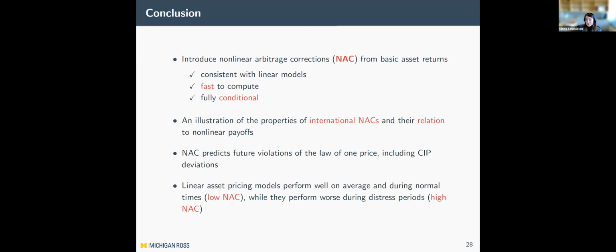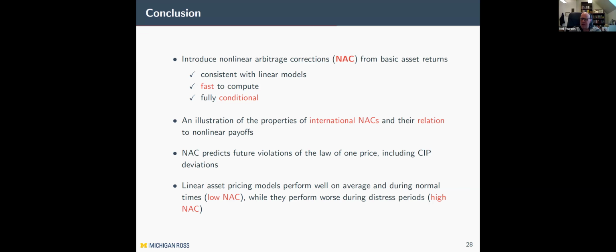And also with this nonlinear arbitrage correction, we are able to explain things like low risk anomalies, right? The fact that low beta stocks have higher returns, and high beta stocks have low future returns. We show that with this nonlinear arbitrage correction, you can explain these low risk anomalies, and it's not only due to coskewness, for instance, but it's more than just coskewness.